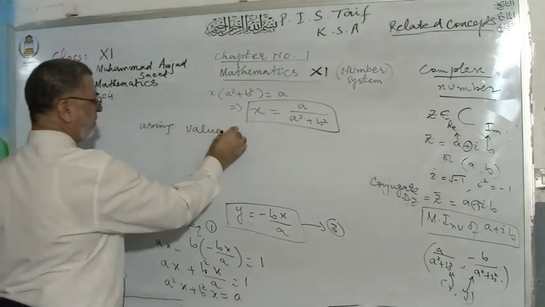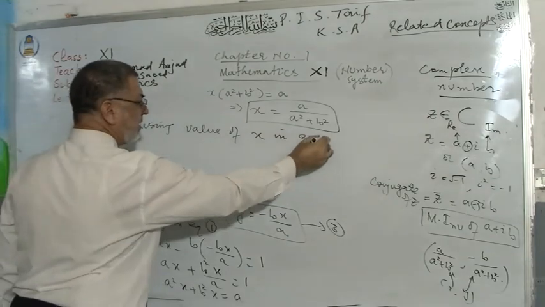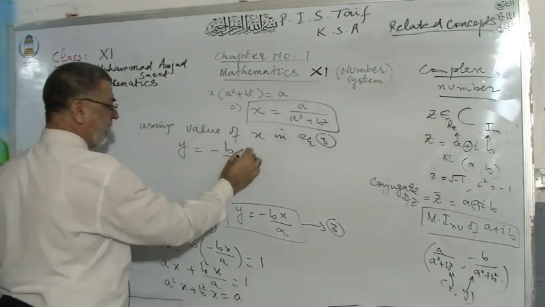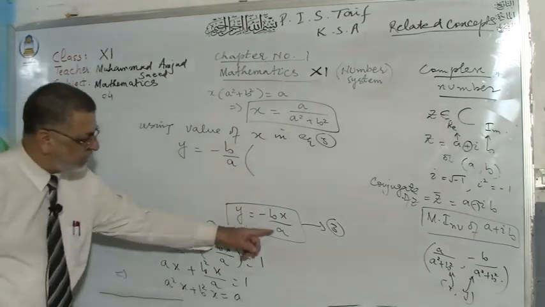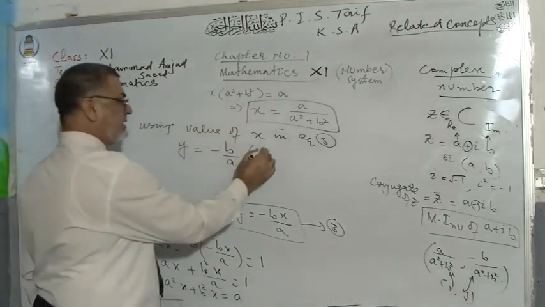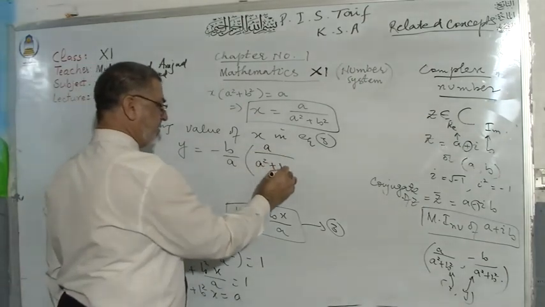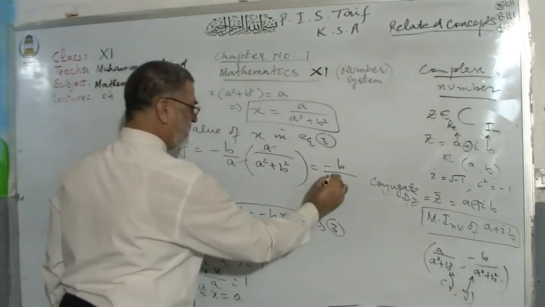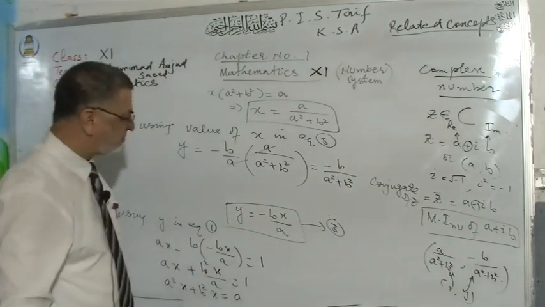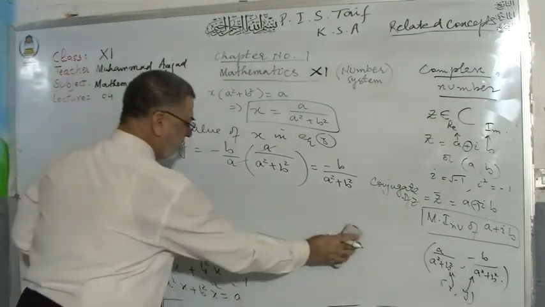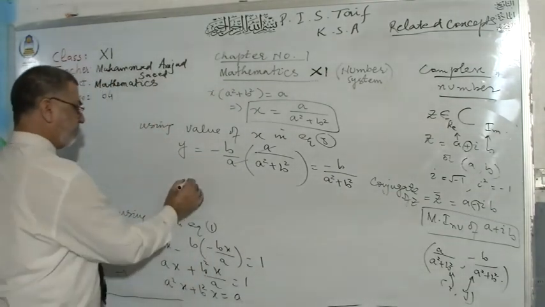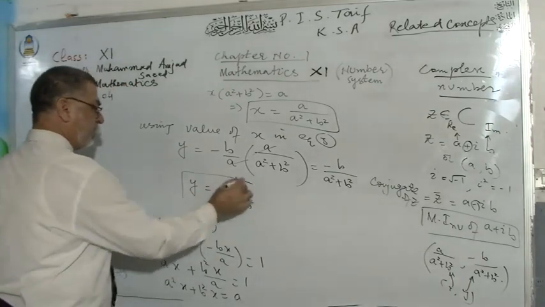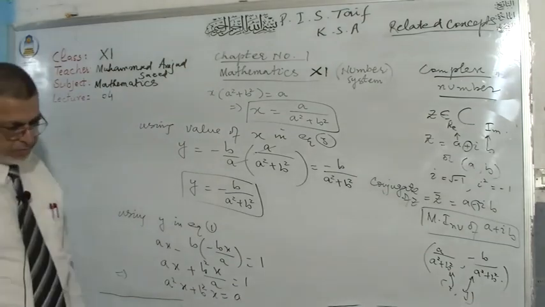Using the value of x in equation number 3, y is equal to minus b over a into x. What is x? a over a square plus b square. The a cancels out. Here you have minus b over a square plus b square. So what is the value of y? Minus b over a square plus b square. This is your value of y.